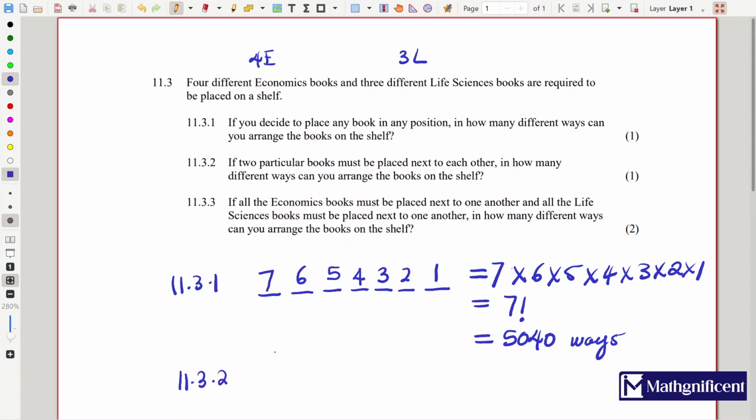It says that if 2 particular books must be placed next to each other, in how many different ways can you arrange the books on the shelf? Right, it says that if 2 particular books must be placed next to each other, right? They were never specific about specific books, right? So it's just 2 plain books, right? So in how many different ways can you arrange these books?